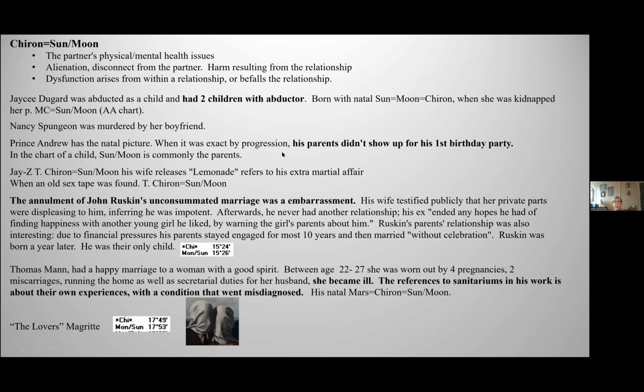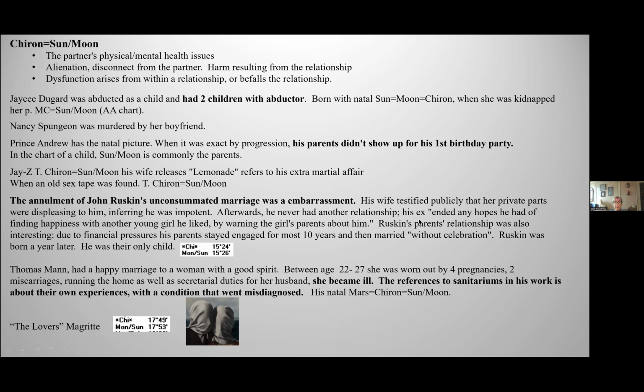Prince Andrew has the natal picture, but what he had the progression when he was small, when he was 1 year old, actually, and his parents did not show up for his first birthday party. When Jay-Z had the transit, his wife released a record, an album that refers to his extramarital activity. And when an old sex tape of his and hers was found, transiting Chiron was on his Sun Moon midpoint.